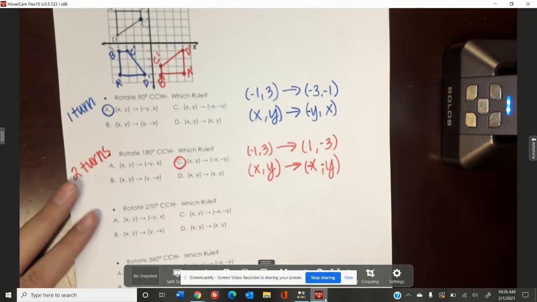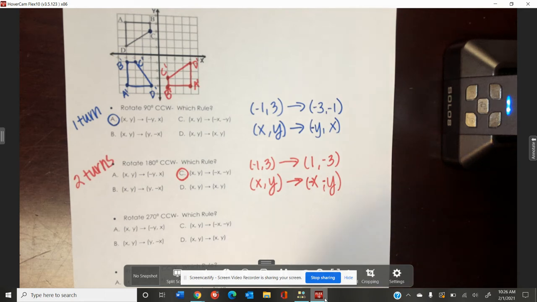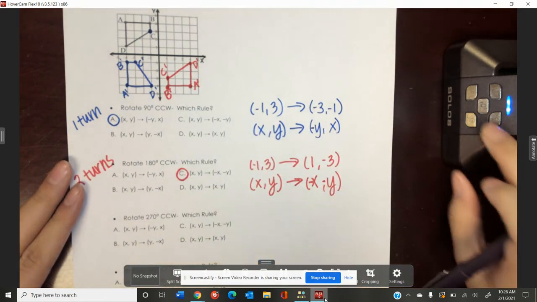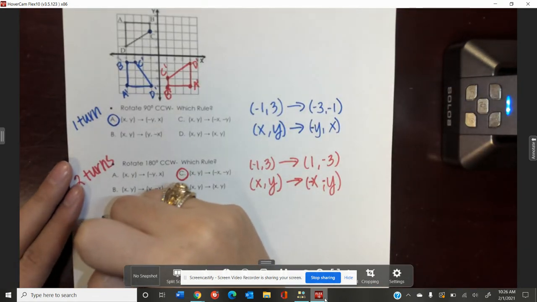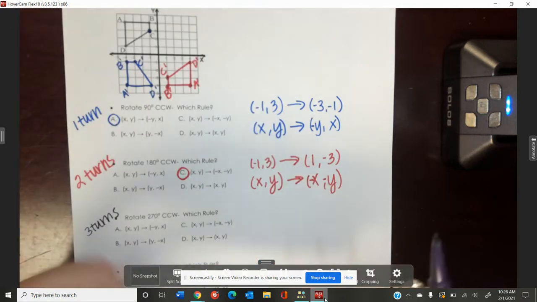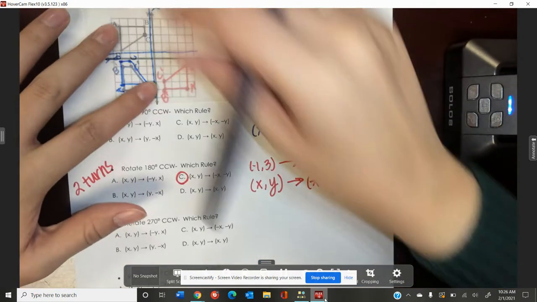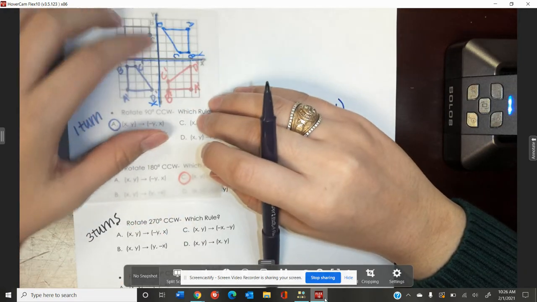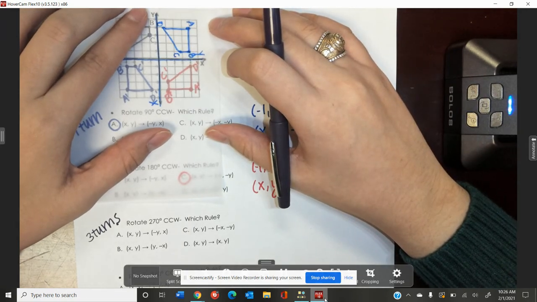Okay. Then lastly, we also have a 270-degree rotation, and I'm going to grab another color, I'm going to do this in purple. With the 270-degree rotation, that means that I am turning this 3 times. So this is 3 turns. Starting from my original point, I'm going to turn this once, twice, and a 3rd time. So this is where our image should be after 3 turns, or a 270-degree rotation.